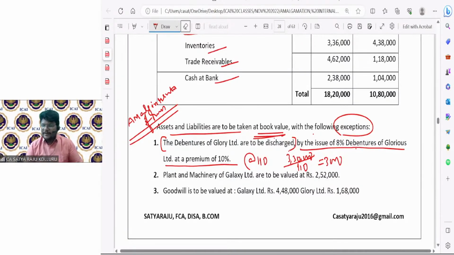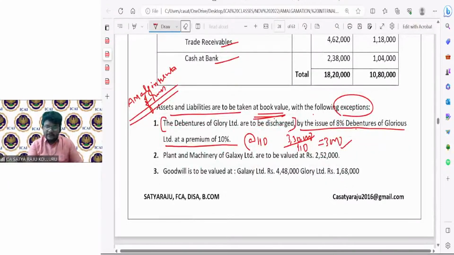So 3,000 debentures. That means in the books of the purchasing company, the agreed value of the debentures will be 3,30,000. After acquisition, we need to cancel the Glory Limited debentures. We need to issue our own debentures. We need to credit the debentures capital 3 lakhs. 30,000 we need to treat as securities premium. That is the meaning of the sentence for point number 1. That is the adjustment we need to make at the time of amalgamation. Okay.